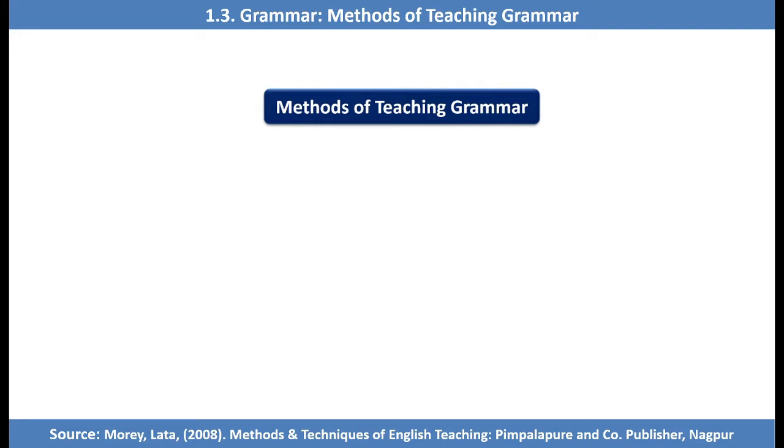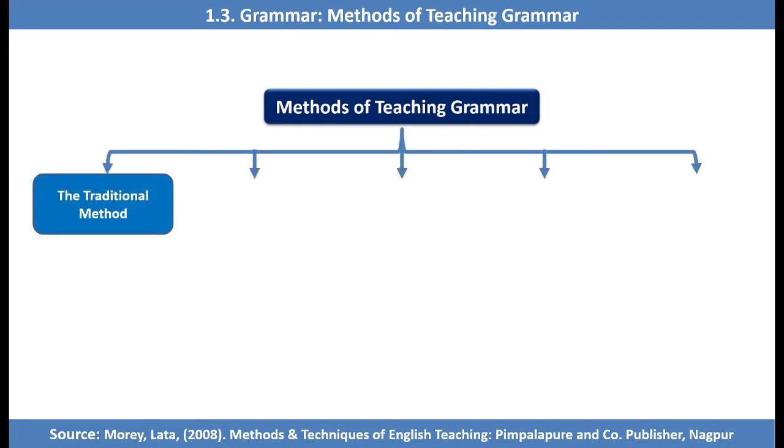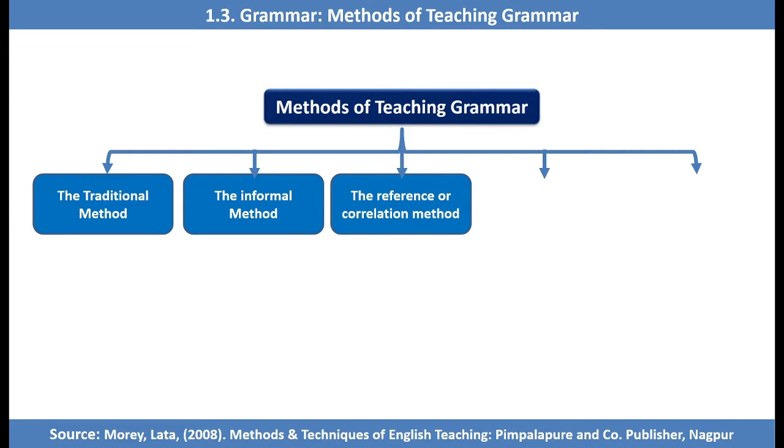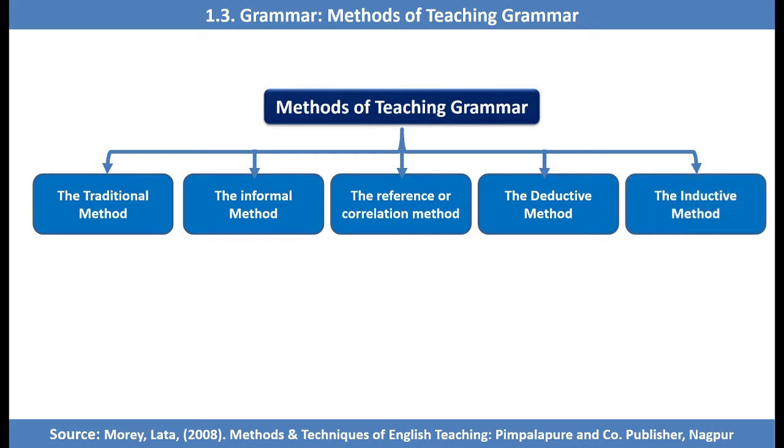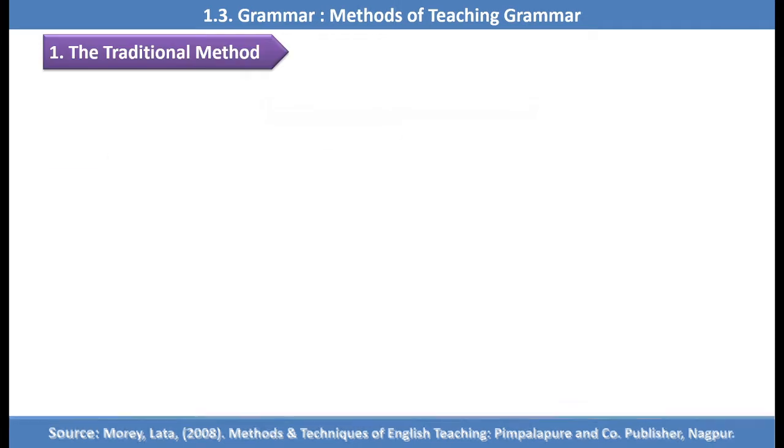There are various methods of teaching grammar. The first one is the traditional method. The second one is the informal method. The third one is the reference or correlation method. The next one is the deductive method, and the last one is the inductive method. So let us see the methods one by one.